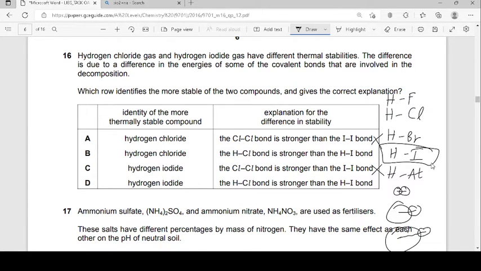So it's the less thermally stable one. It breaks more easily. So HCl is the more thermally stable one, as I just explained. And the explanation is that HCl's bond is stronger than the HI bond. So my answer is great.